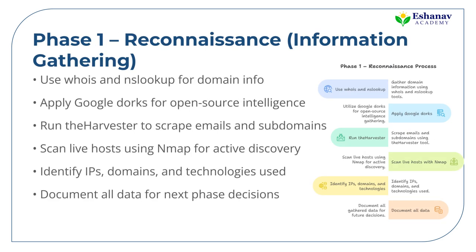Let's start with reconnaissance, the hacker's version of detective work. You're not touching the system yet, just observing from the outside. Tools like Whois, NSLookup, and Google Dorks are passive methods, while Nmap and theHarvester give more direct insights. Think of this as learning about your opponent before a match, their IPs, domains, open doors. Knowledge is your first weapon.